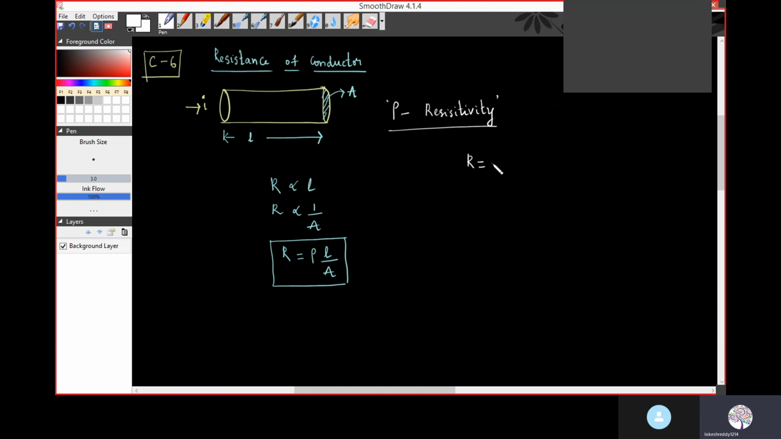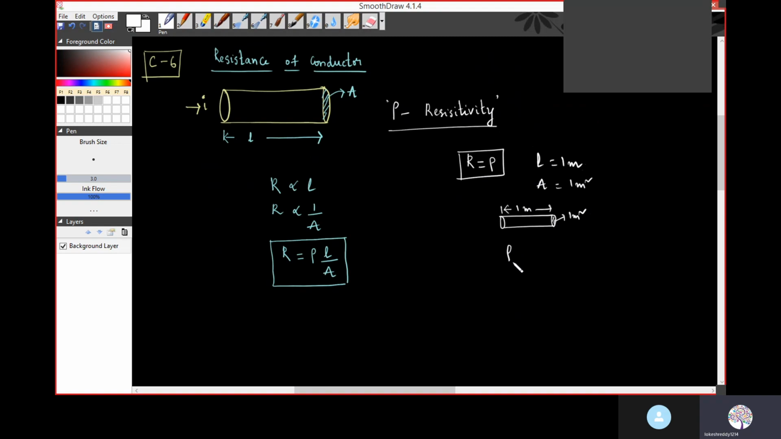R is equal to rho when you take the length as 1 meter and the area as 1 meter square. That means you take a rod of length 1 meter and 1 meter square area of cross section, then the resistance offered is called resistivity.